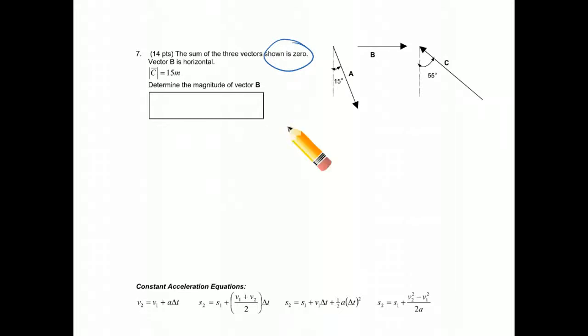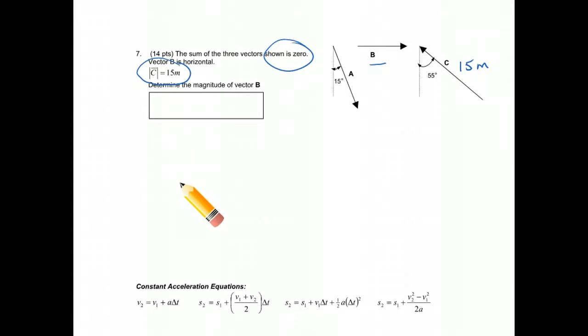Okay, notice that we're given some information about C, so I'll write that over here. Probably a little easier to remember there. And we know the angle of each one of these vectors. B is horizontal, A is 15 off the negative y, and C's given us 55 off the y. So let's draw it out.